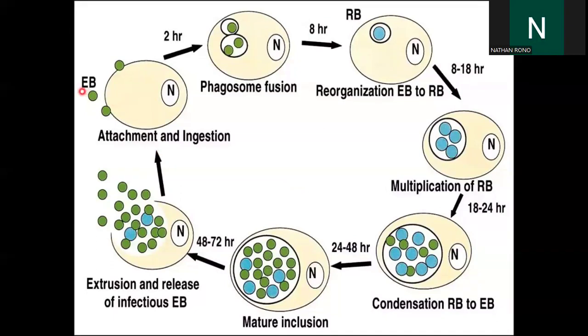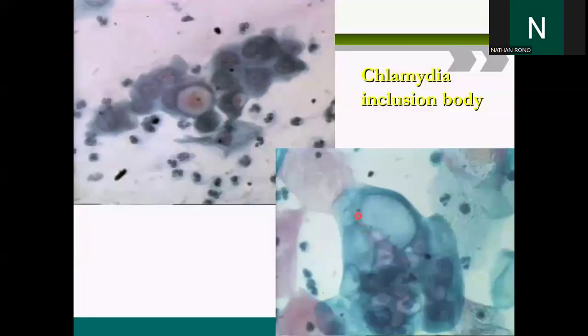So elementary bodies are infectious and enter the cell via endocytosis. Reticulate bodies replicate by fission, and then reorganize to elementary bodies. Elementary bodies are metabolically inert or inactive. Reticulate bodies are metabolically active. Clear? Then here are the chlamydia inclusion bodies, and you see inside of the cell, these are the reticulate bodies.